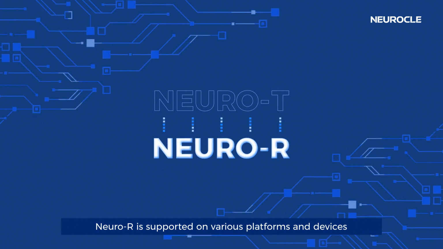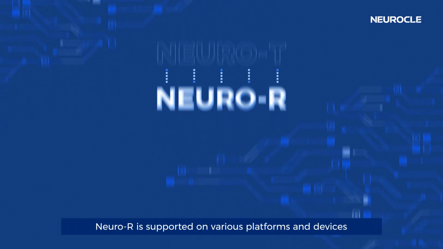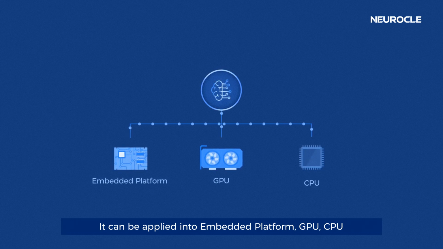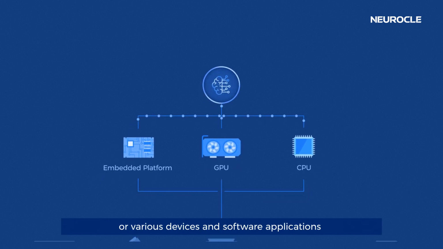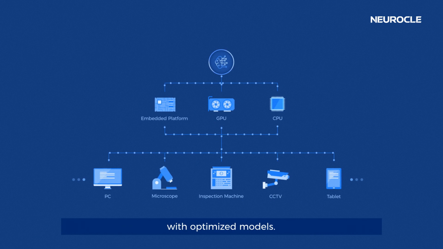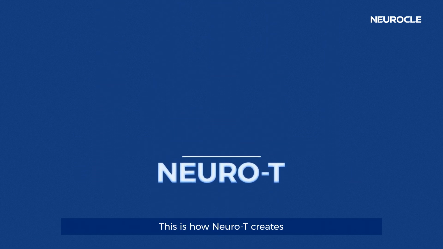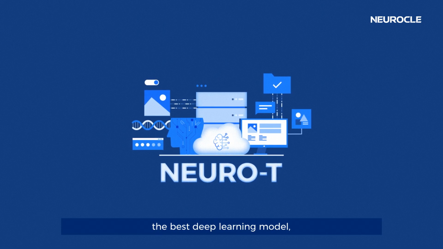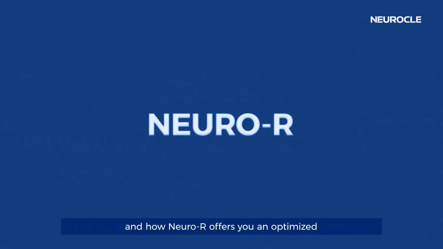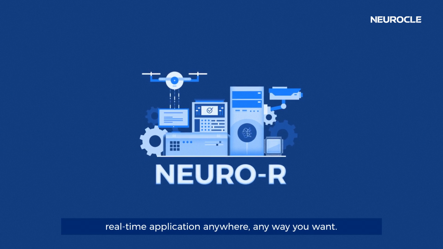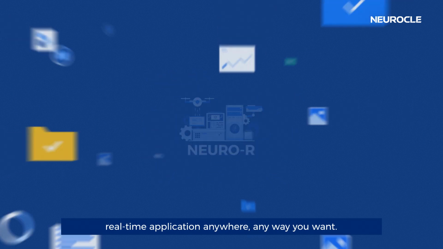Neuro-R is supported on various platforms and devices. It can be applied into embedded platform, GPU, CPU, or various devices and software applications with optimized models. This is how Neuro-T creates you the best deep learning model, and how Neuro-R offers you an optimized real-time application anywhere, any way you want.